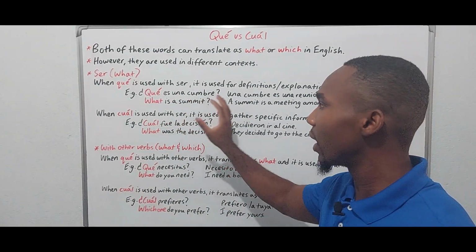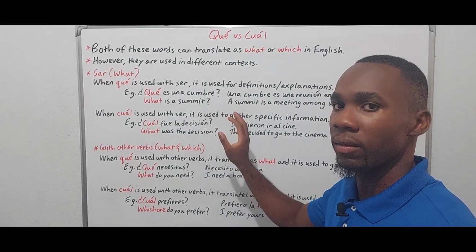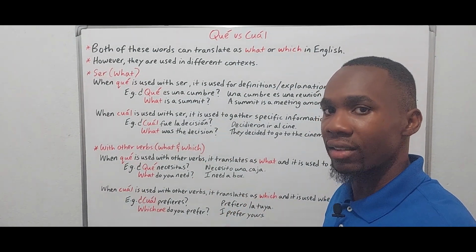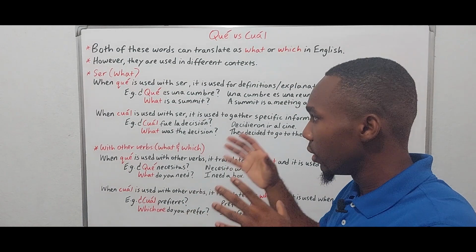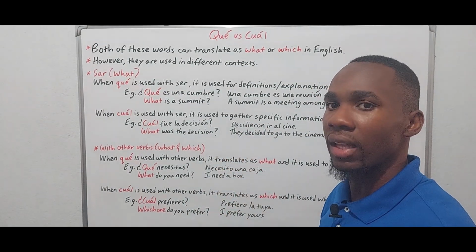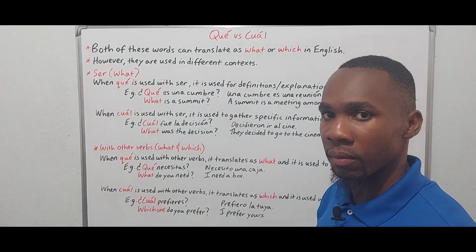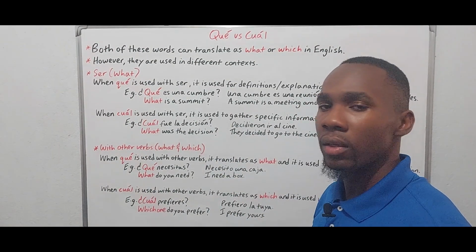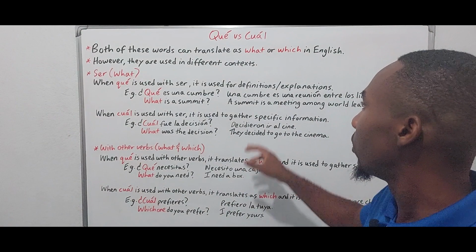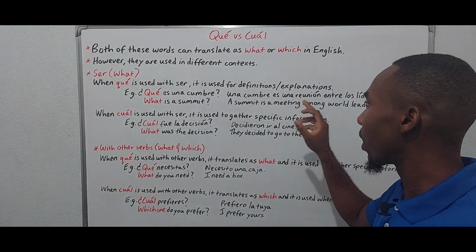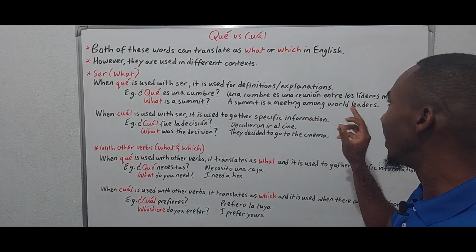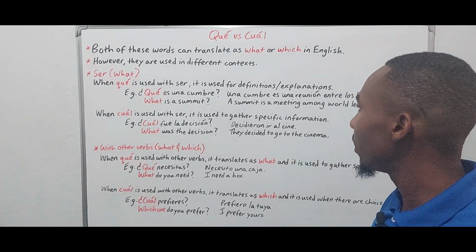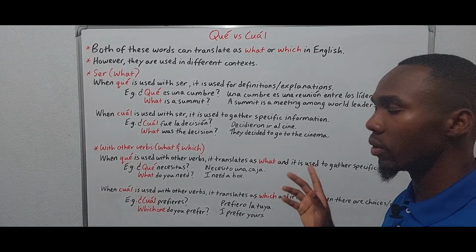So, ¿qué es una cumbre? What is a summit? You can't say, ¿cuál es una cumbre? No, because you're asking for a definition. And definitions stipulate that you use que, right? So, ¿qué es una cumbre? A potential response could be, una cumbre es una reunión entre los líderes mundiales. A summit is a meeting among world leaders.